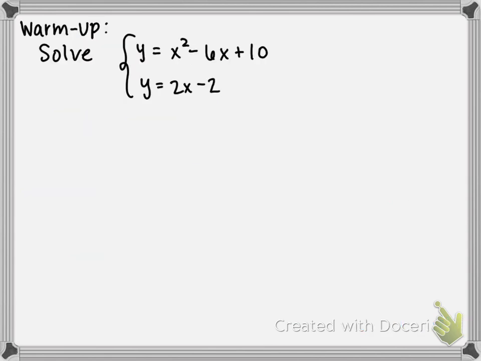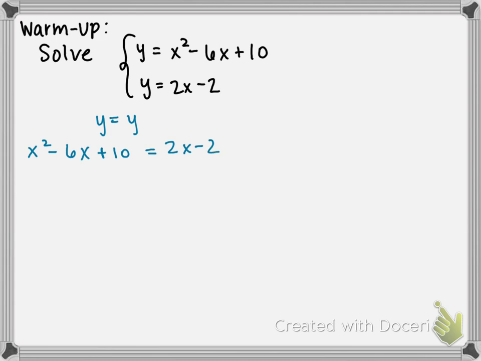What if we asked you to solve the system of equations where y equals x squared minus 6x plus 10 and y equals 2x minus 2? I encourage you to pause and solve, then see how I solve it. Here I go. I know that y equals y, so I can start there by saying, since y is equal to y, I can set the first equation, x squared minus 6x plus 10, equal to the second equation, 2x minus 2.